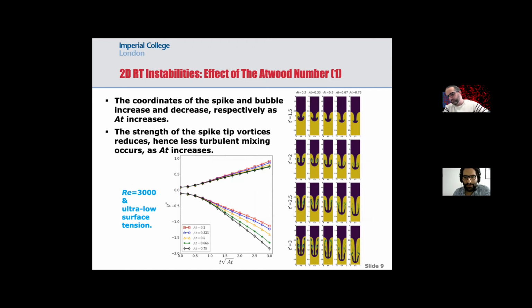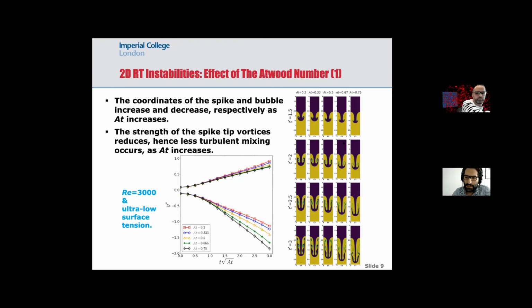Then we move to Atwood number. We increase the Atwood number from 0.2 to 0.75, and as you can see, by increasing the Atwood number, the penetration length of the spike increases and the penetration length of the bubble decreases.